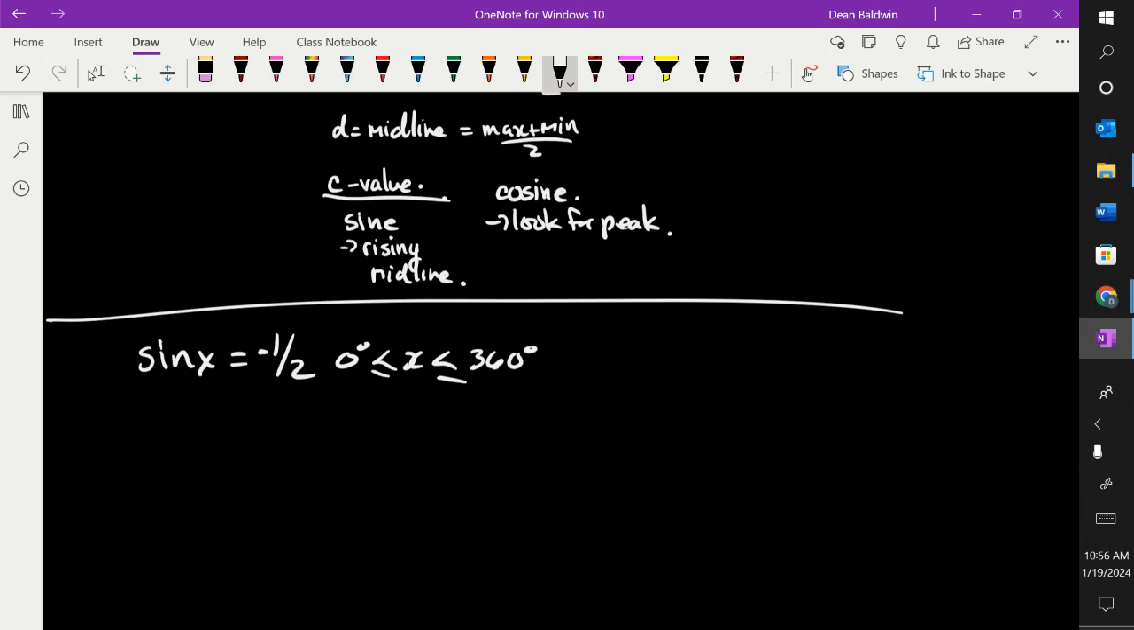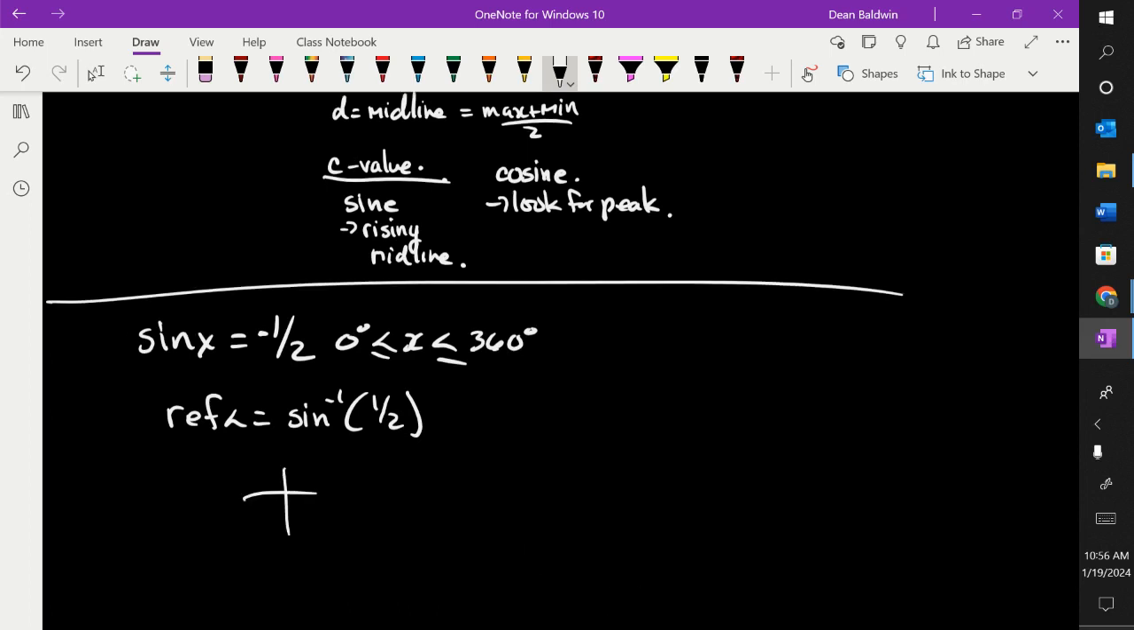Find the reference angle. How do you find the reference angle? Push some buttons. There you go. Inverse sine, or the arc sine, sine to the minus 1. You'd never use the negative, right? What does the negative tell you? Which quadrant you're in. So sine is negative in the 3, 4.